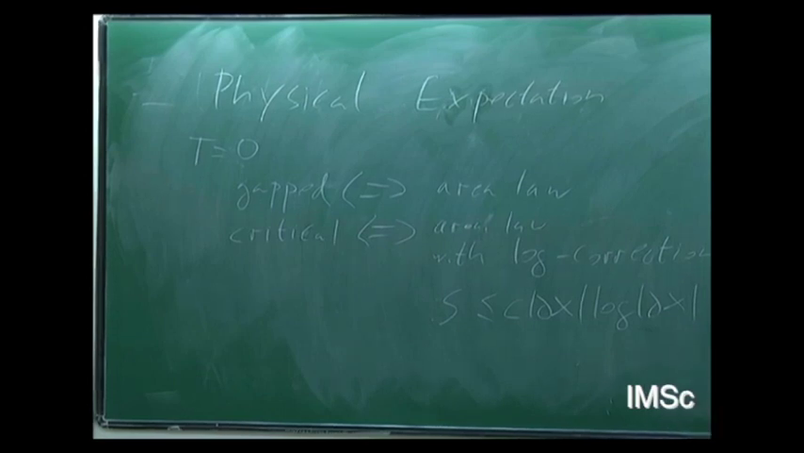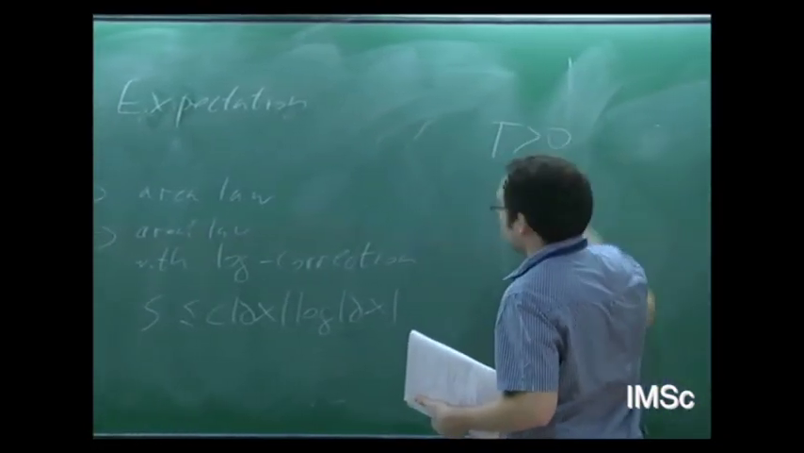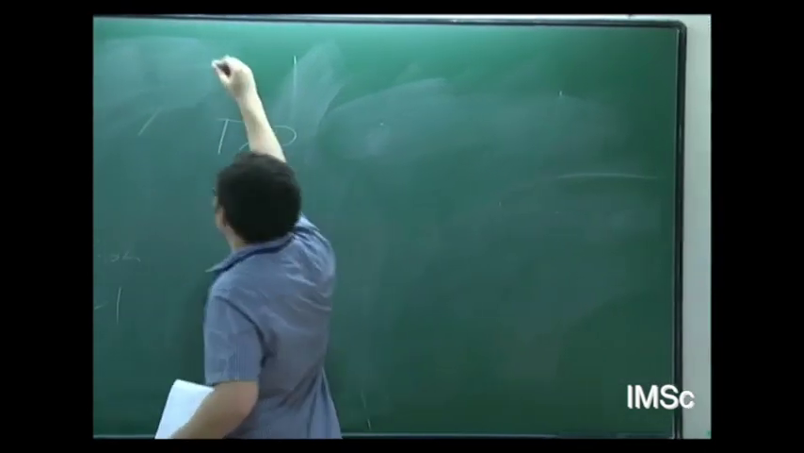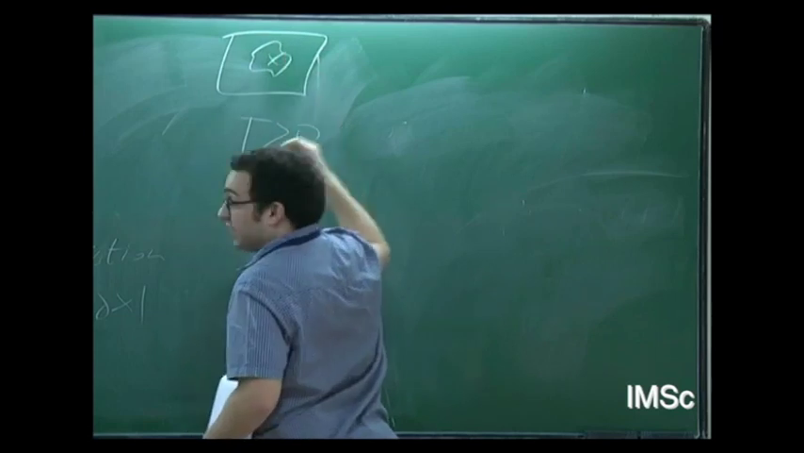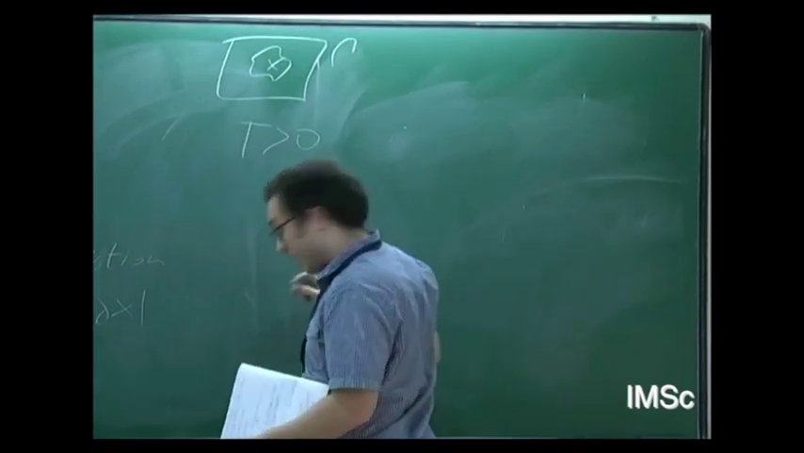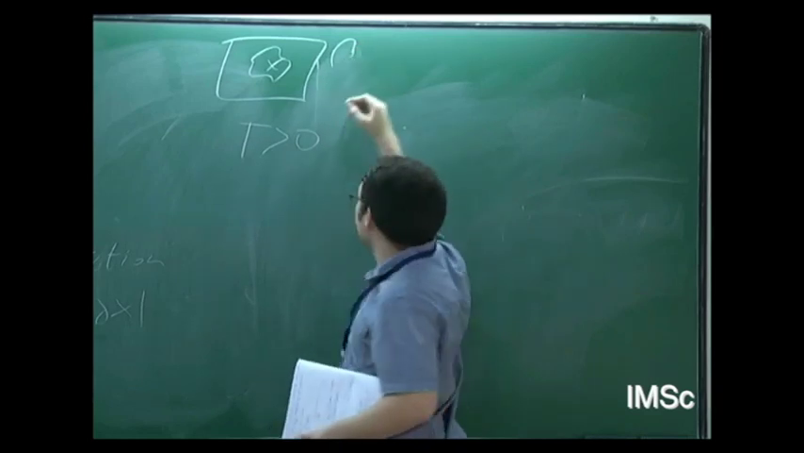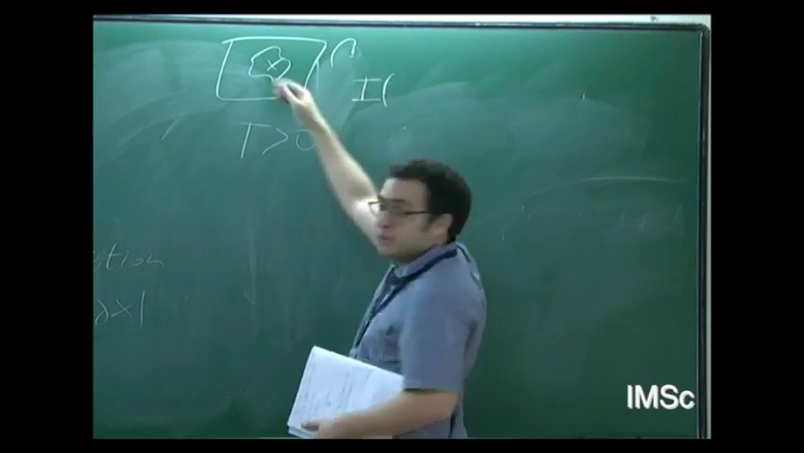Okay, for temperature bigger than 0, I didn't define area law for mixed states, but I can just do it now. So it's the same thing. You have a state, but now a mixed state. And there are many ways to define it, but at least for now, I want to define that there is an area law if the mutual information, entropy is not a good measure, right?